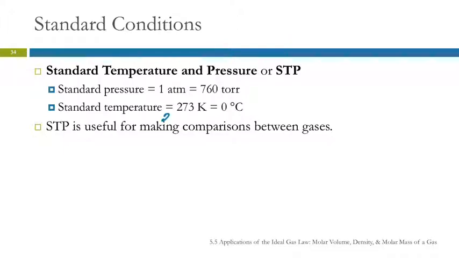Really, this should be 273.15 Kelvin, 0 degrees Celsius. STP is useful when we're comparing things, comparing different gases.